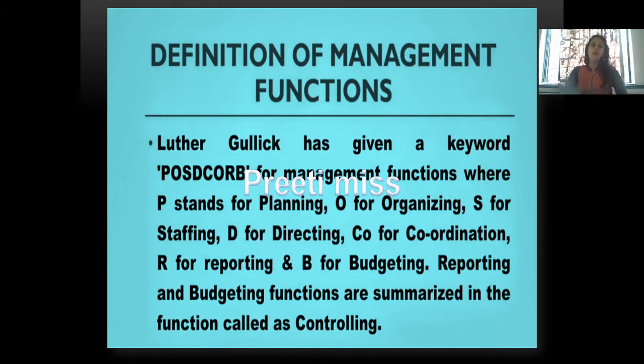Now let's see, we are going to study different functions of management, that is planning, organizing, staffing, directing, coordinating, and the last function is controlling. Here we are going to see the reporting and budgeting part together in controlling. The management guru Luther Gulick has given the keyword POSDCORB to remember the management functions. Now what is POSDCORB? P stands for planning, O stands for organizing, S for staffing, D for directing, and CO for coordination, and for reporting and budget, together it has been explained as controlling. So we are going to study one by one each function. Today we will see the first function, that is planning.